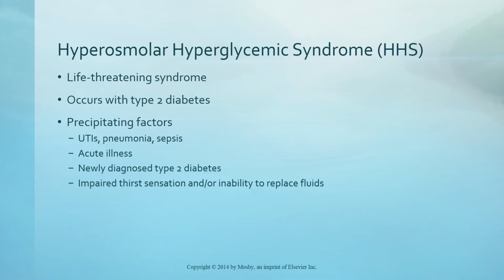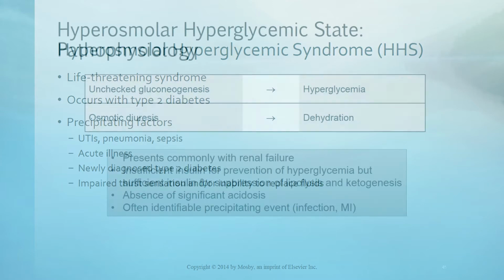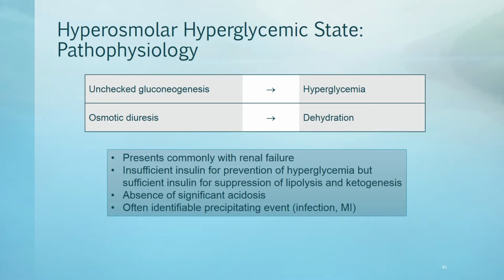HHS is often related to an impaired thirst sensation or functional inability to replace fluids. There's usually a history when they come in of inadequate fluid intake, which increases their mental depression, and they'll have polyuria. This diagram here is just showing you the differences in their pathophysiology. They'll have unchecked gluconeogenesis, which will cause them to have hyperglycemia. Then the osmotic diuresis will cause them to be severely dehydrated.